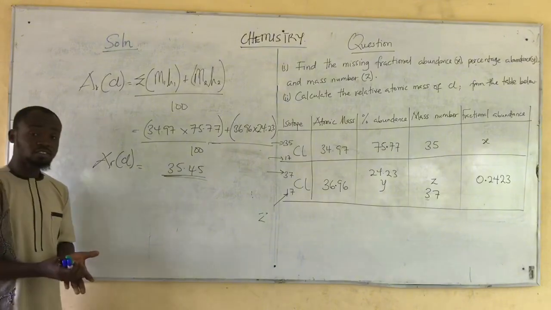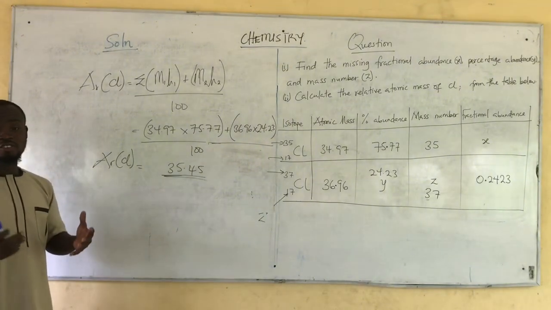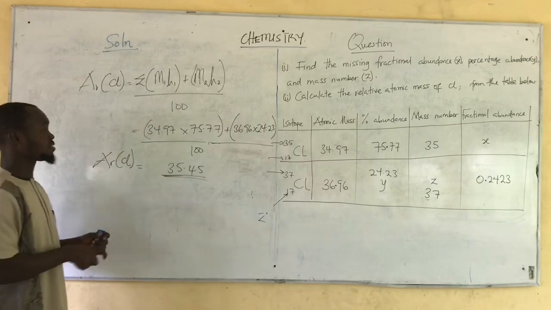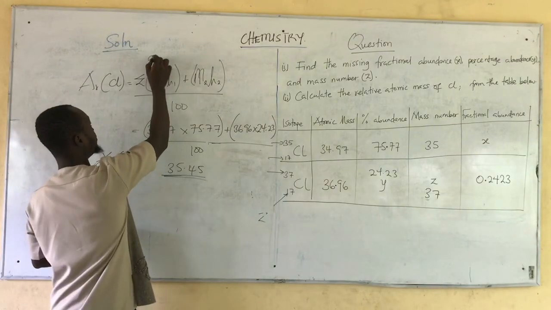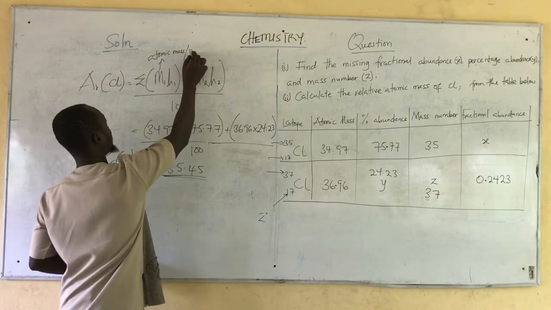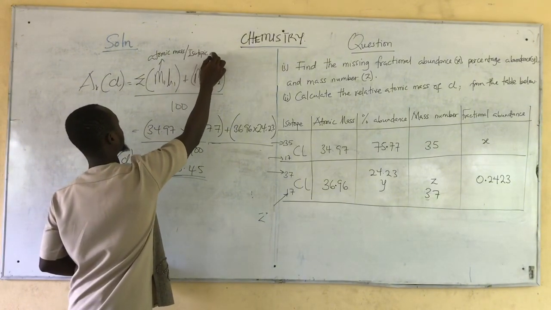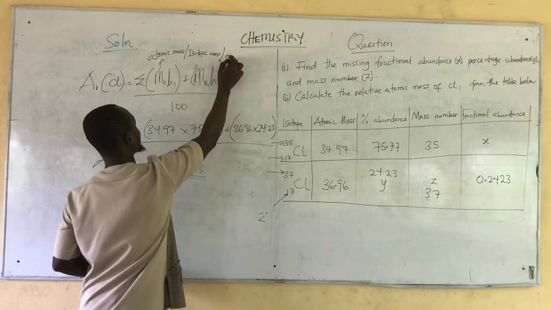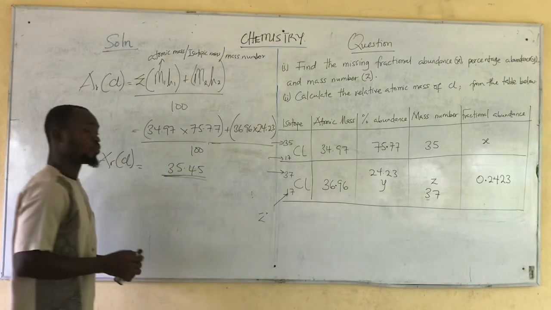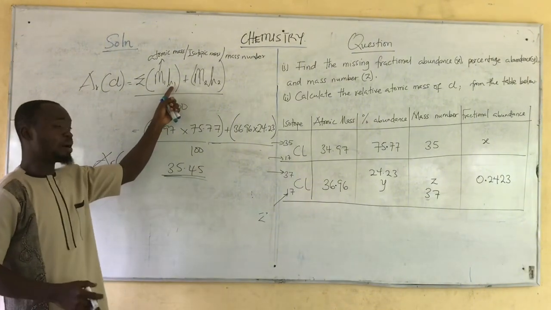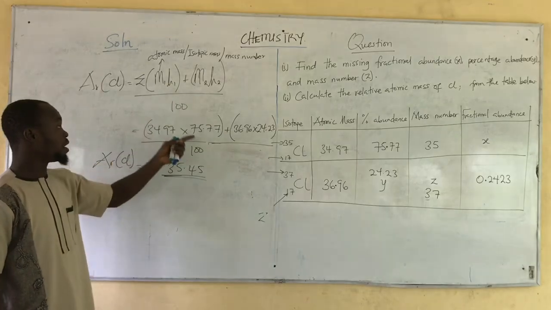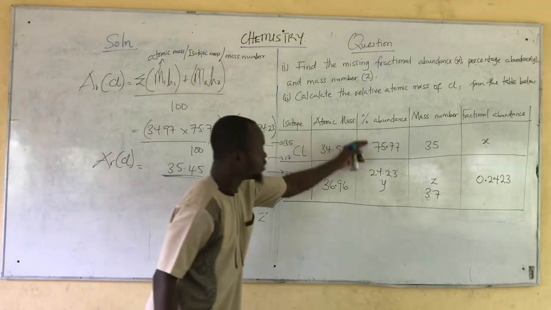So the relative atomic mass of an element involving isotopes is just the mass of the first isotope, and I said the mass can be the atomic mass or the isotopic mass, or we can use the mass number. Is that okay? Times the abundance. The abundance can be in percentage or it can be in fraction. So here, the abundance we are using is the percentage abundance, and these are the values for the percentage abundance.